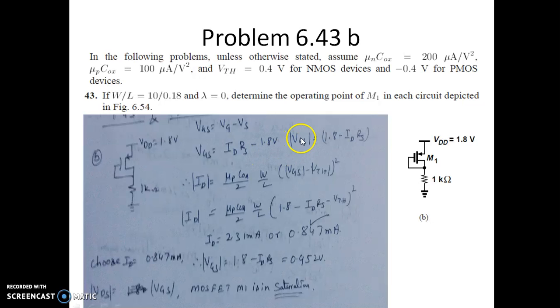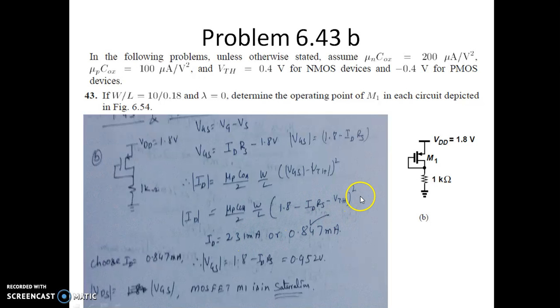So we can actually get the expression for VGS magnitude as 1.8 minus ID into RS. So this RS would have been RD because this is the drain terminal. So this is actually 1K. So we know that ID is given by mu PC of W by L into VGS minus VTH whole square. So let us give the expression assuming the MOSFET is in saturation region. So we have substituted the value of VGS in saturation region, and then we are trying to solve for this. As we can solve here, we have two current equations, which is 2.31 milliamperes or it's 0.847 milliamperes.